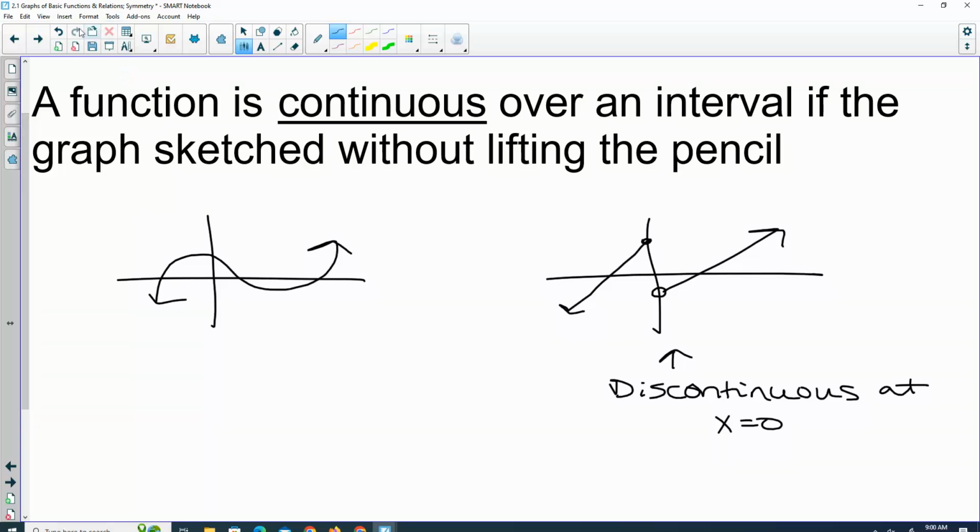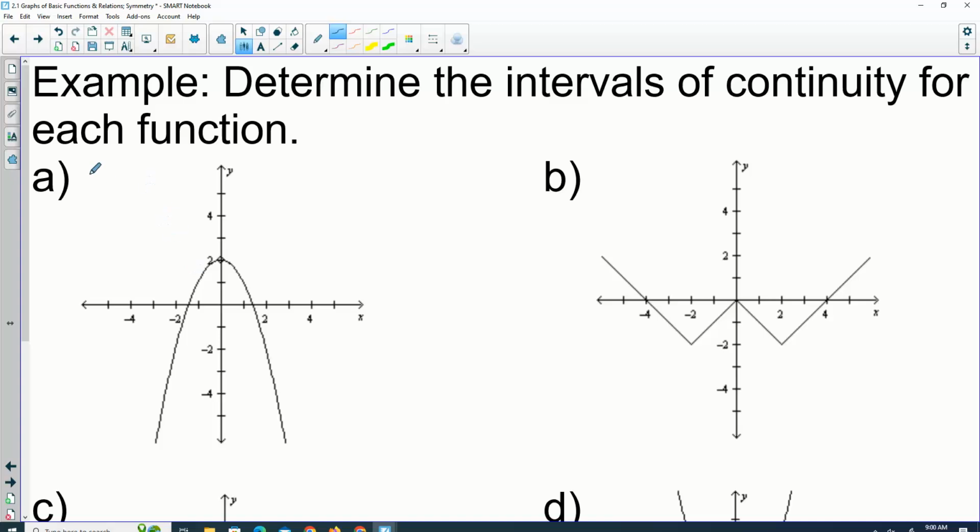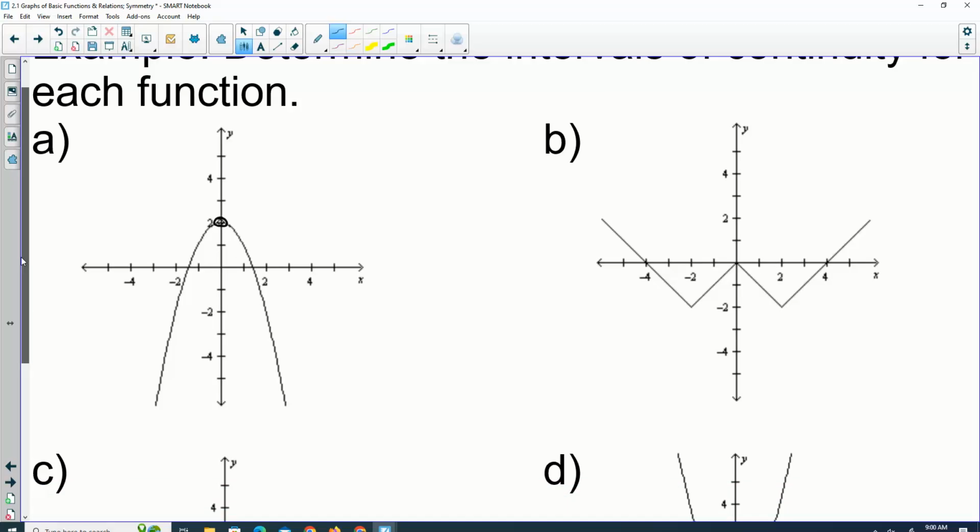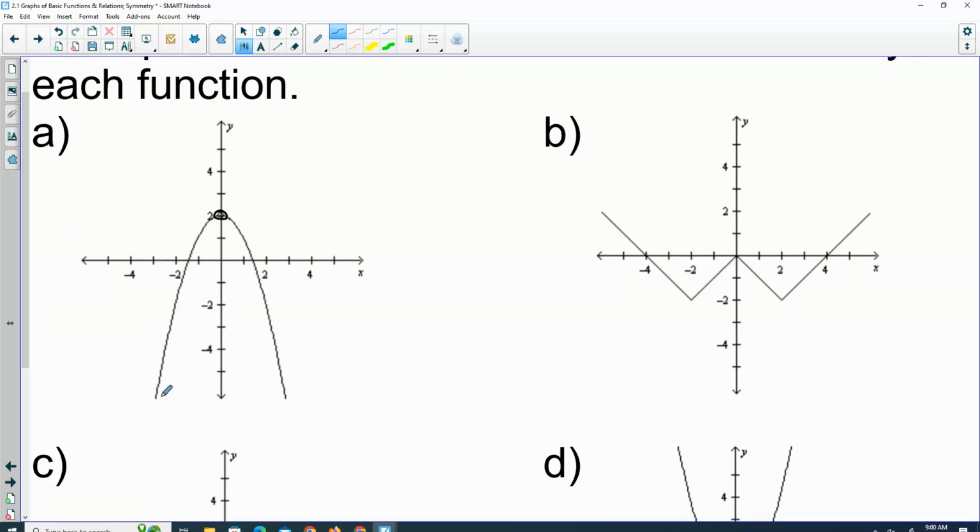So let's look at some graphs and tell where they are continuous. And I apologize on A. This is supposed to be an open circle right here, but when it graphed over the tick mark, it kind of looked like it was closed. So, is this one continuous everywhere? Can I draw this entire thing without picking up my pencil? We draw, but when I get to the open circle, we have to essentially jump over that point and then keep going. So it's not continuous everywhere.